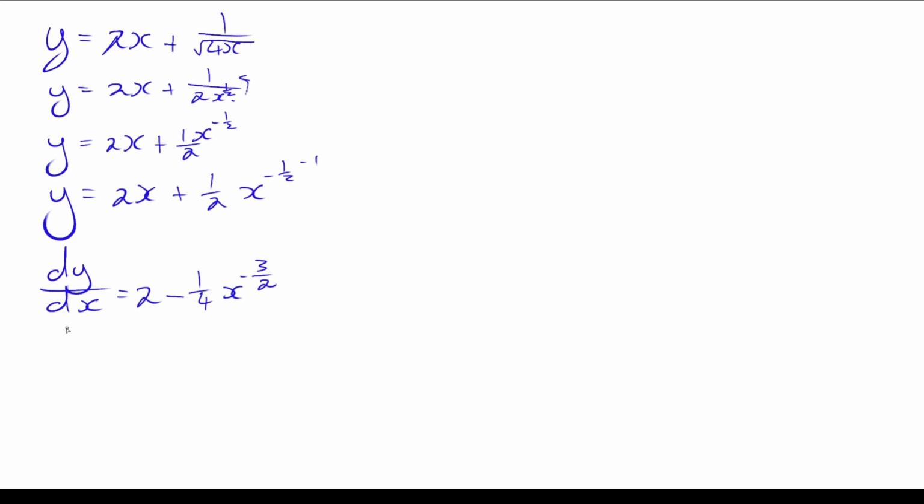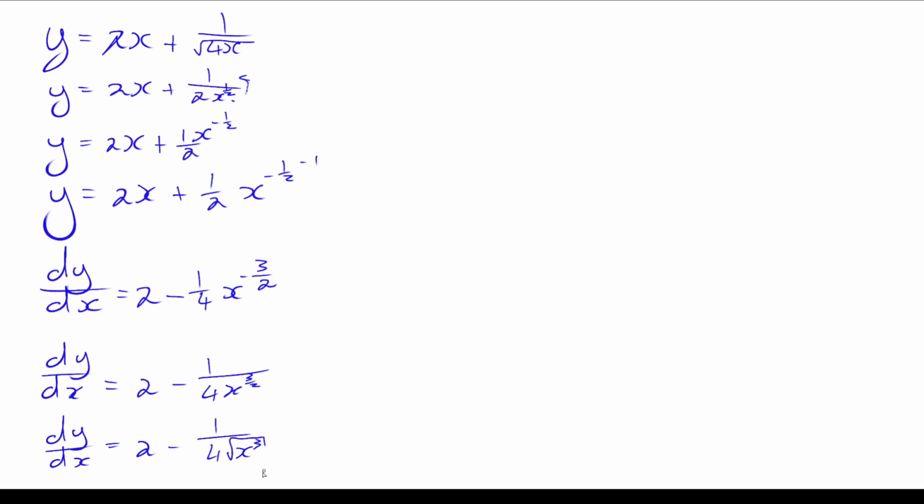Okay, now you can leave this as your answer. If you want to flex a little bit, we can say dy dx equals 2 minus 1 over 4 x to the 3 over 2, and we can do dy over dx equals 2 minus 1 over 4 x to the 3, and remember the half was actually a square root.